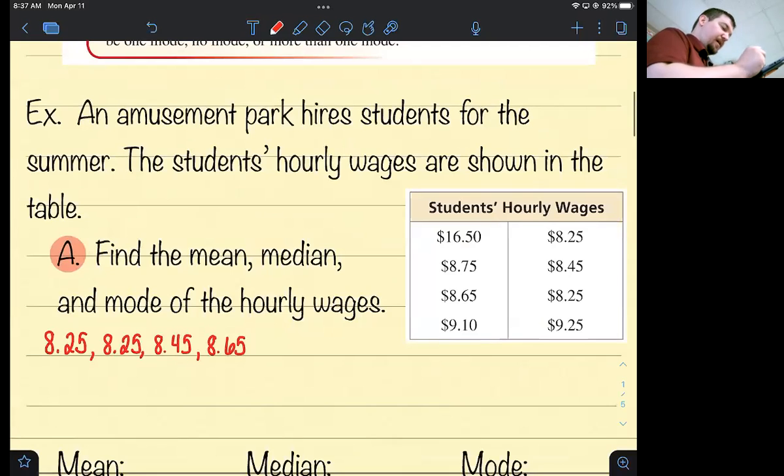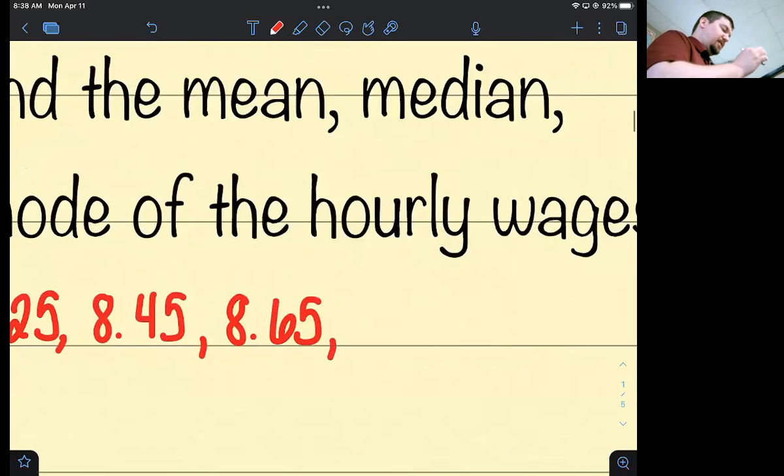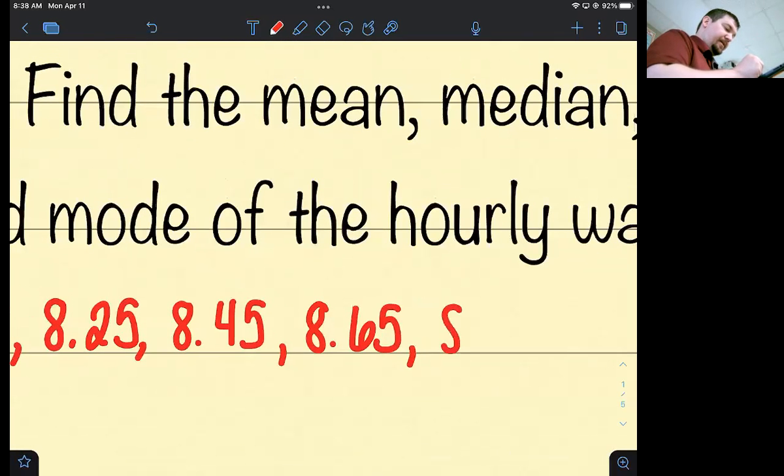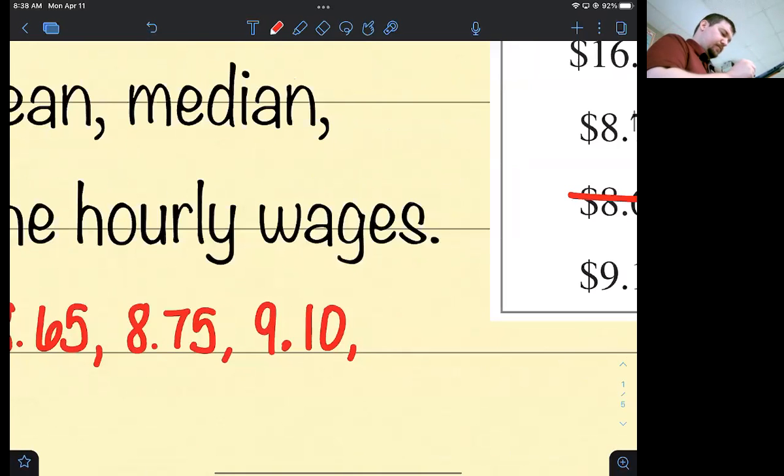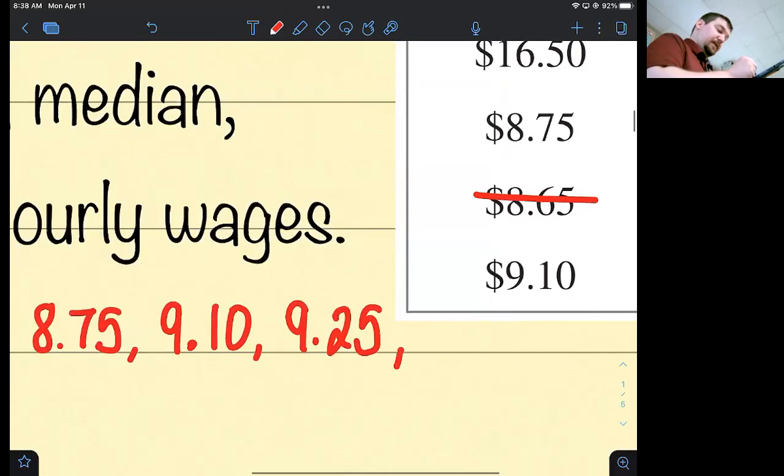So I'm going to go ahead and scratch off the ones we've said so far, so we don't list them again. All right, now the next one. What's the next smallest number? 8.75. Okay. Next smallest. 9.10. Next smallest. 9.5. And largest. 16.50. Okay.